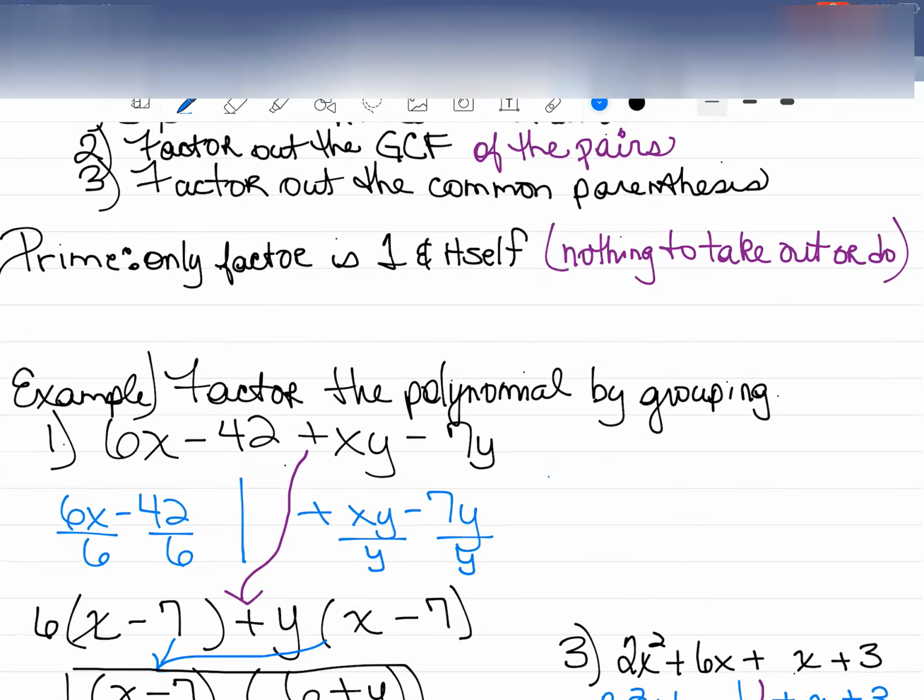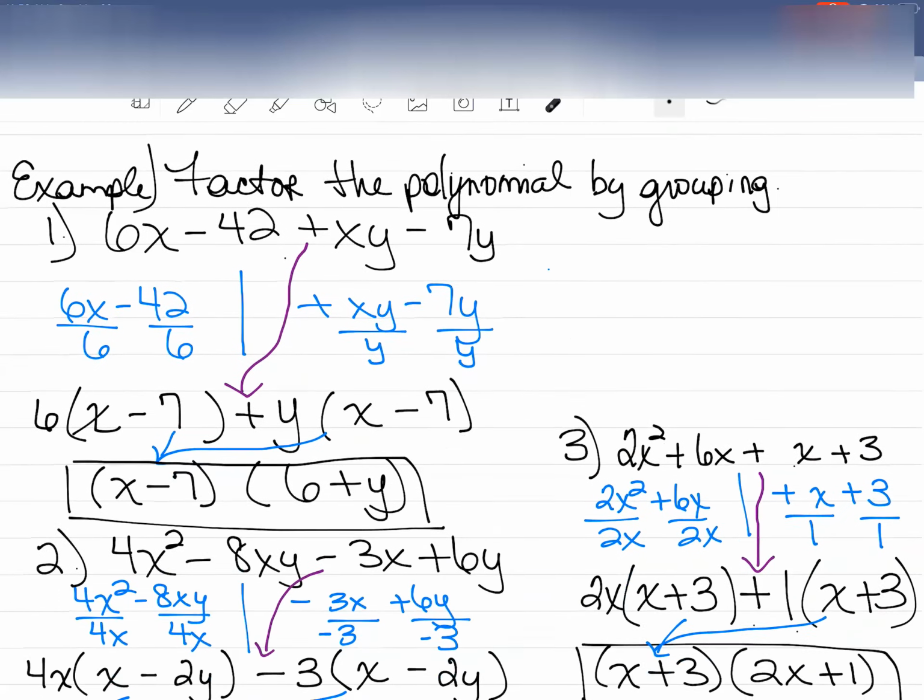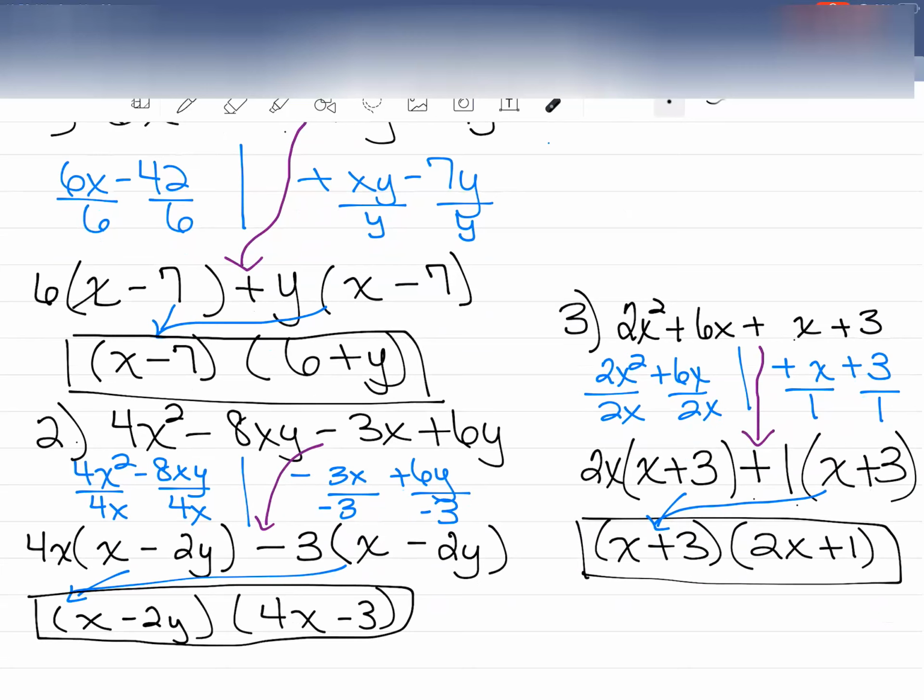So up top, I did have a note about prime. Only factor is 1 in itself. It means you had nothing that you could do or take out. But when we're doing the factor by grouping, when we recognize that there's nothing to pull out, we represent it by pulling out a 1. Because I'm going to have something there to leave in its spot where that piece was. That's your factor by grouping.